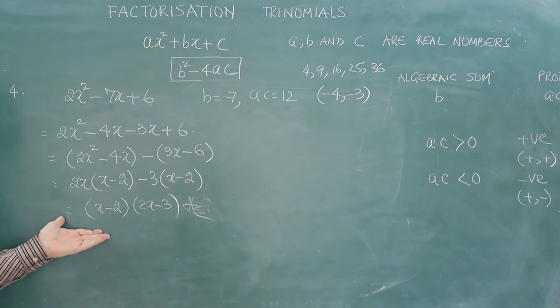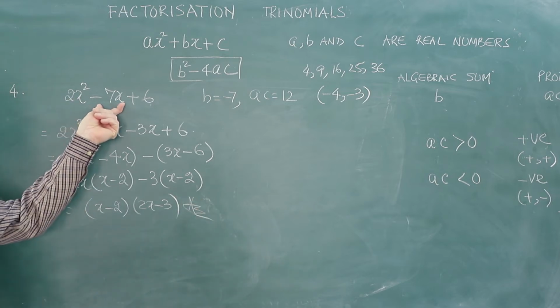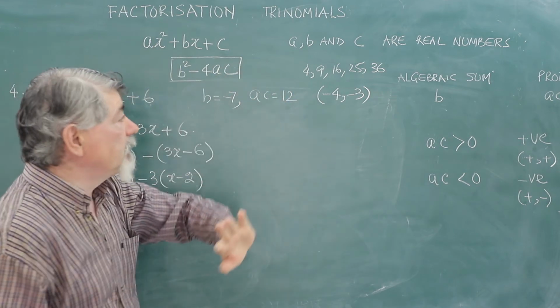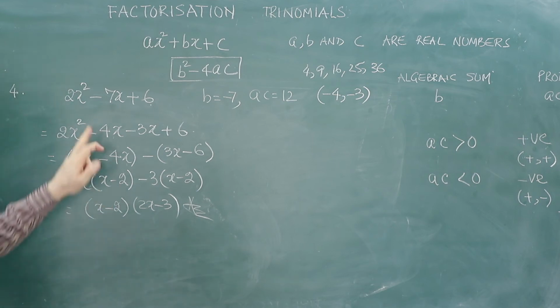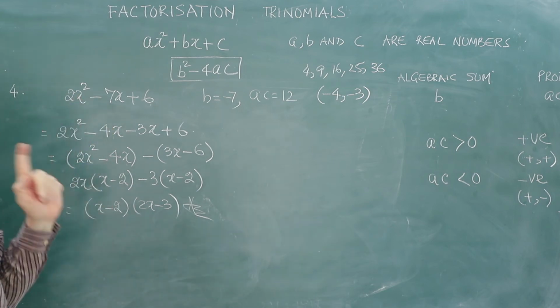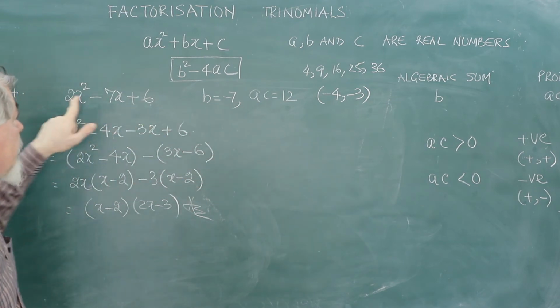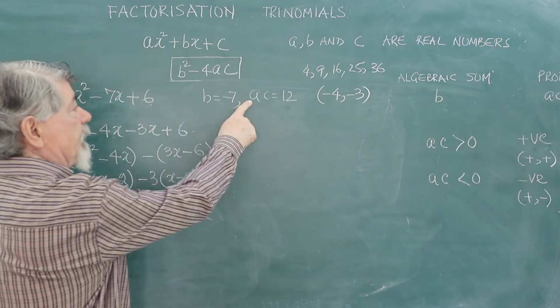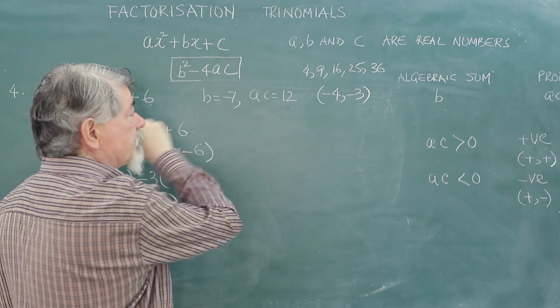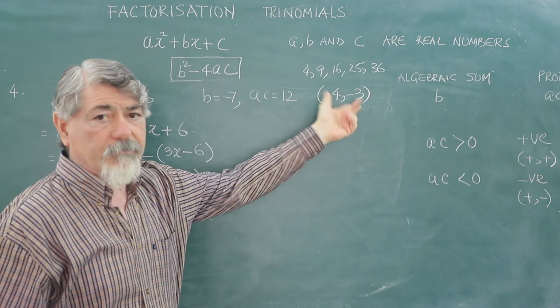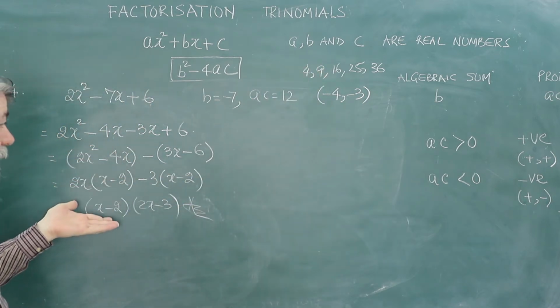What are we doing? We are again splitting the middle term. Middle term is b. We told you, you have to split the middle term, minus 7, so that the product of those two split terms should be the same as the product of first and last term. AC is 12, b is minus 7. So how did I split minus 7? Minus 4, minus 3, and it is done here.